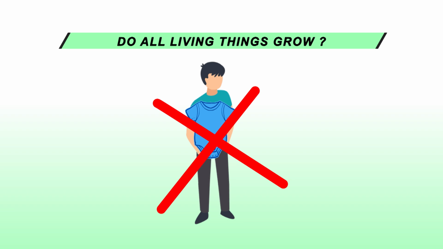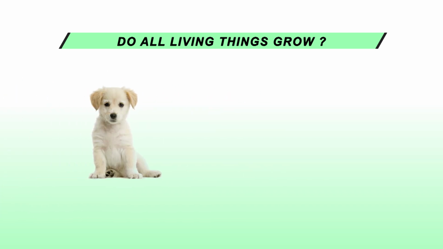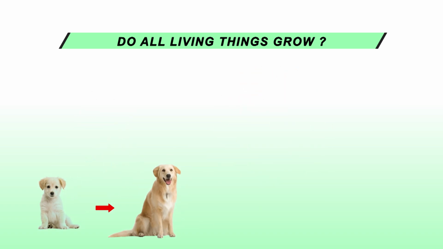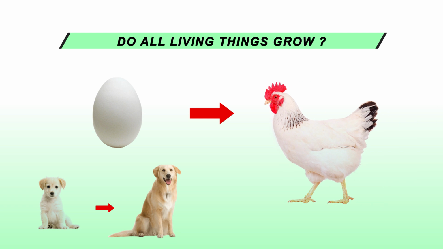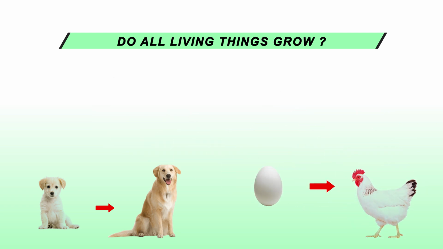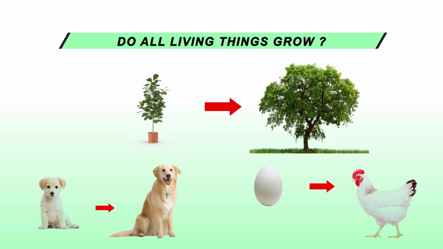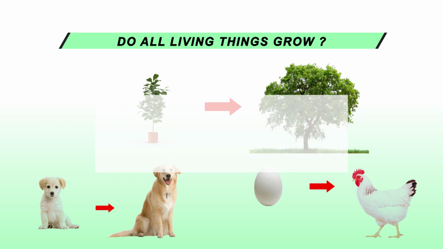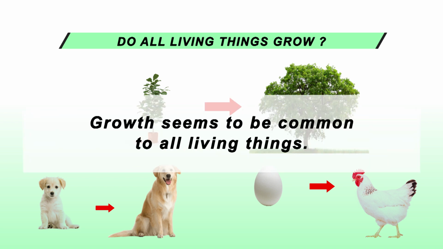Have a look at the animals and plants around you. A small puppy and an egg grow up into an adult dog, hen or cock respectively. So also, a small plant grows into a tree after some years. Thus, growth seems to be common to all living things. Let us move towards the next characteristic of living organisms.